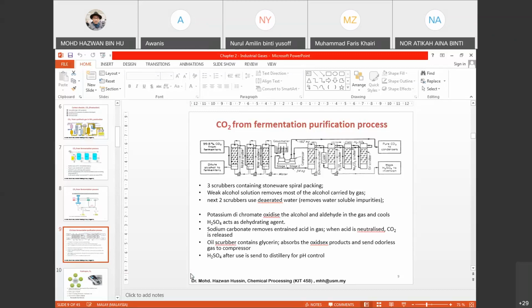And finally, the CO2 will go into the oil scrubber to absorb the oxidized product and send the odorless gas into the compressor. That is why the CO2 produced later on doesn't have any acid or rancid smell. It will be odorless, right?